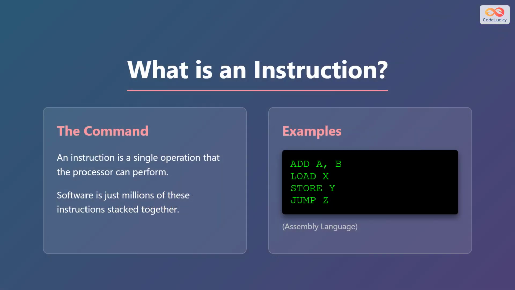To understand why, we need to look at software. Software is made of instructions. An instruction is a single command like add these two numbers or save this data. These are the logical steps your program wants to perform.